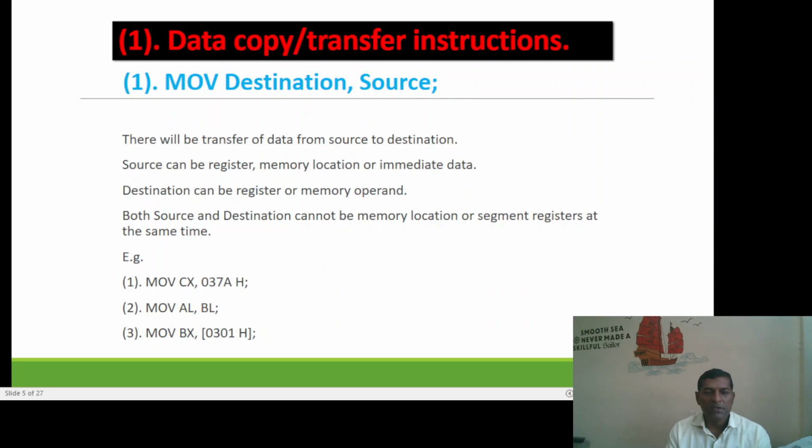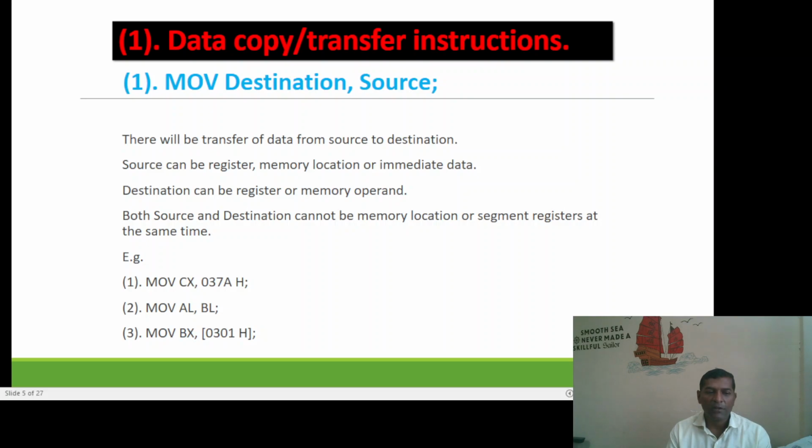The same move instruction can also be used for 8-bit registers to transfer 8-bit data. Here BL is the source, AL is the destination. This move instruction will move the contents of the BL register into the AL register.